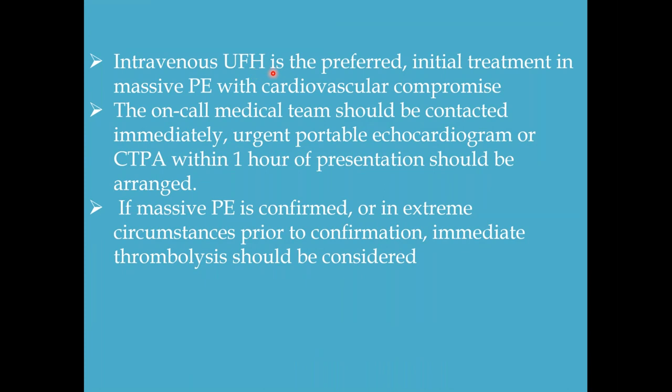Intravenous unfractionated heparin is the preferred initial treatment in massive pulmonary embolism with cardiovascular compromise. So we prefer to use intravenous unfractionated heparin in case of massive PE. The on-call medical team should be contacted immediately, and an urgent portable echocardiogram should be arranged within 1 hour of presentation. If massive PE is confirmed, or in extremis prior to confirmation, immediate thrombolysis should be considered.